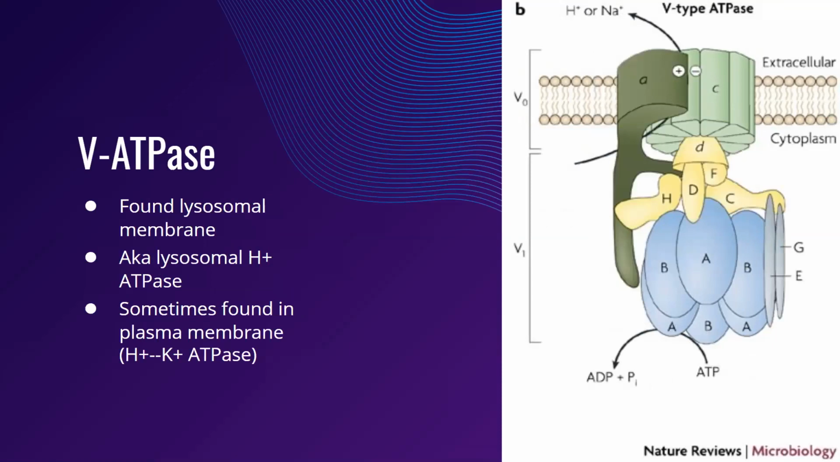Now, V-ATPase is found in a different part of the cell. It's actually found in the lysosomal membrane, and we still use hydrogen ions, but you could also use potassium ions and sodium ions as well. And this provides the energy specifically for processes that involve breaking down, or lysing, and that's the whole function of lysosomes, to break down particular materials inside a lysosome. So the V-ATPase provides the energy for those particular functions.